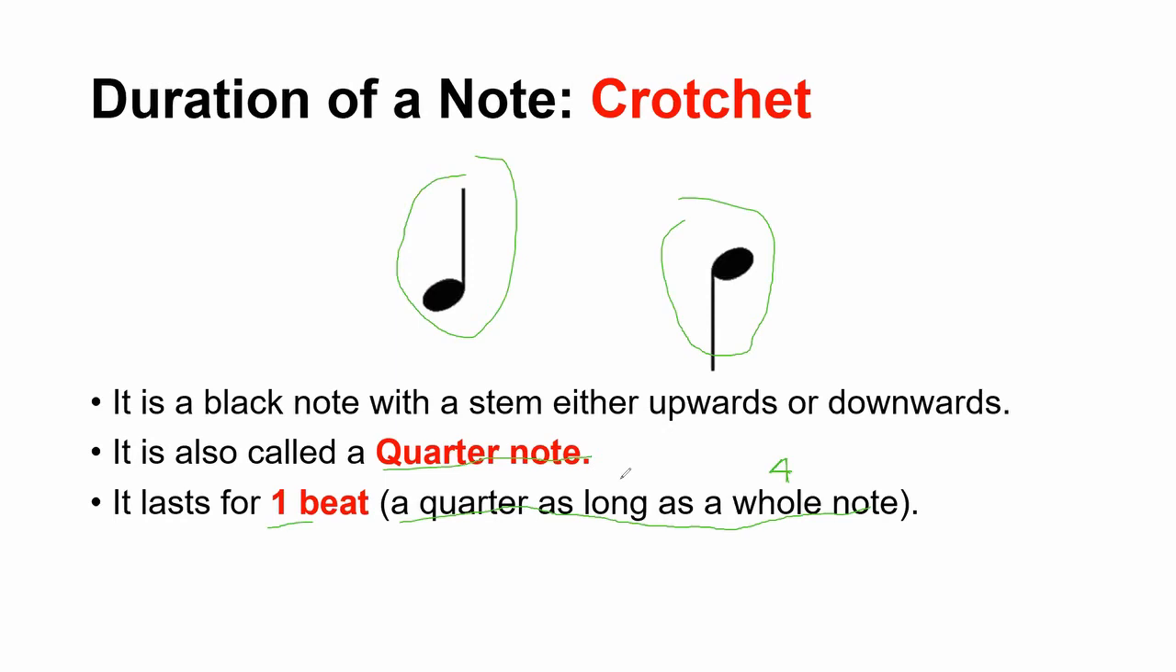If it goes beyond 1 beat, then it's no longer a crotchet. So if I go la, la, la, la, la, then that's not a crotchet anymore, because now I've held the note for more than 1 beat. Does that make sense?